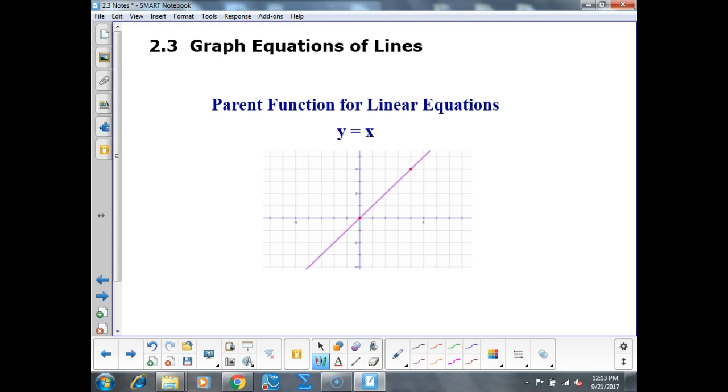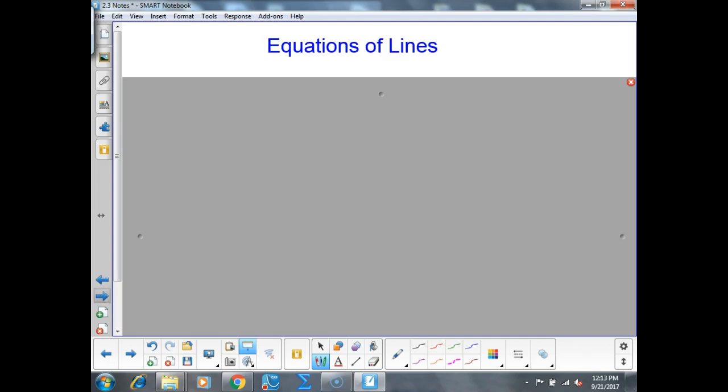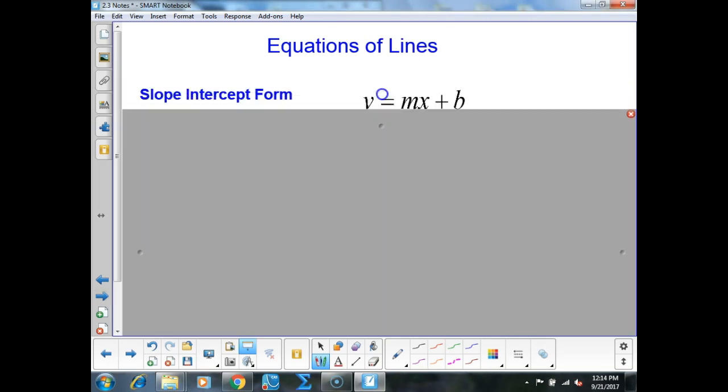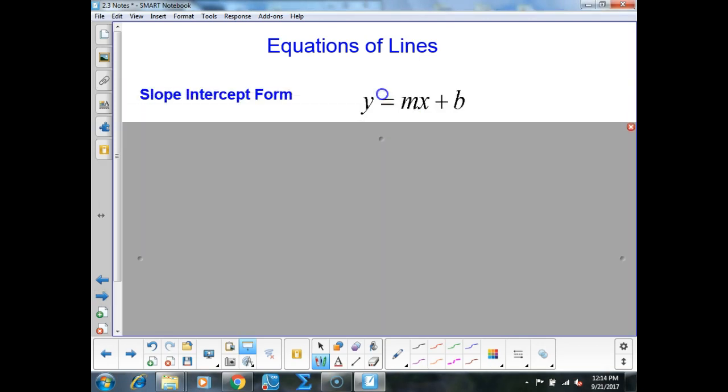Okay? So first thing I want to start out with is the different forms that equations of lines come in. So the first form is called the slope-intercept form. Y equals mx plus b.